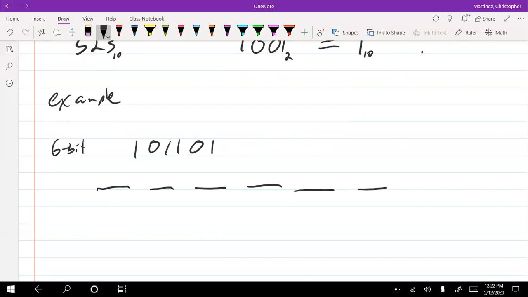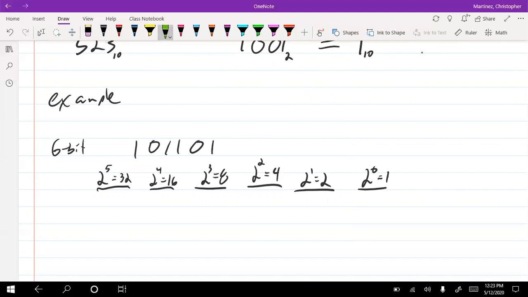Okay, so let's give weights. 2 to the 0. Okay, 2 to the 0, that's 1. 2 to the 1 is 2. 2 to the 2 is 4. 2 to the 3 is 8. 2 to the 4 is 16. 2 to the 5 is 32.